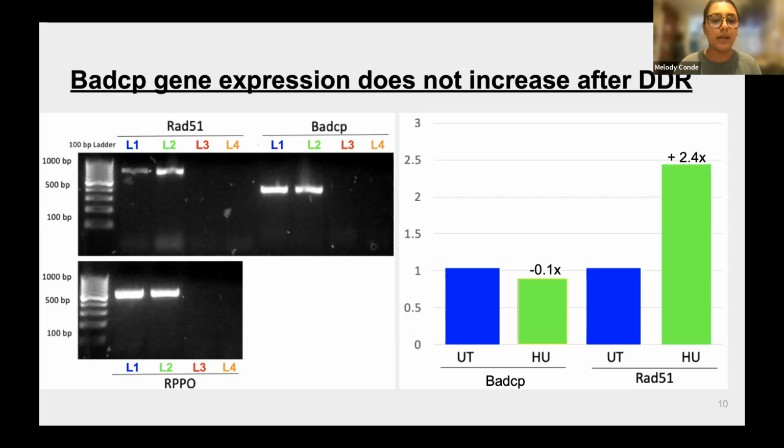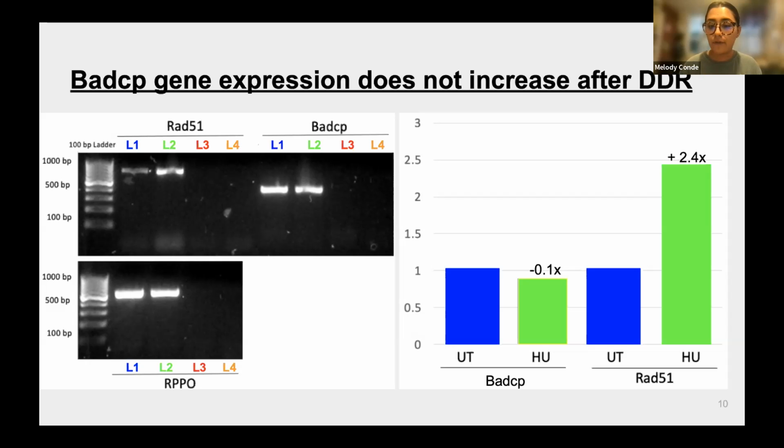In terms of BAD-CP, it was a little hard to visually decipher whether or not there was upregulation or downregulation, because you can see in lane 1 and lane 2 for BAD-CP, the band intensities seem to be a little similar, which is why we had to move to quantitative analysis, which is shown on the right. So in BAD-CP, we don't really want to say that there was downregulation because the number 0.1x isn't really significant enough to say that it was downregulated. So we just say that gene expression was not increased.